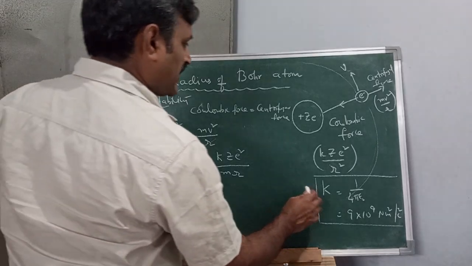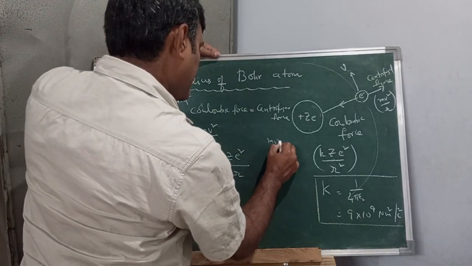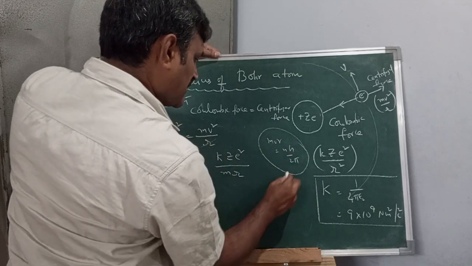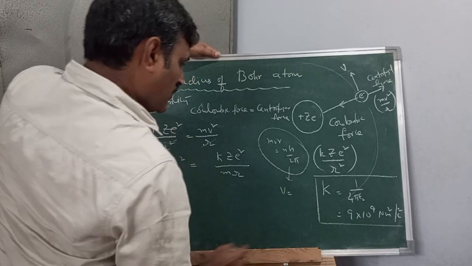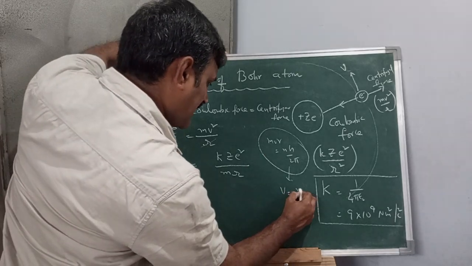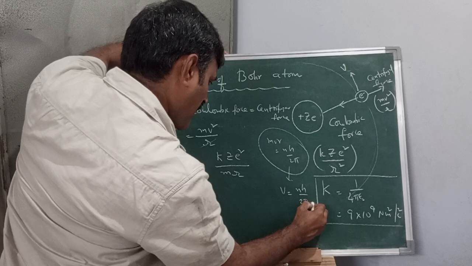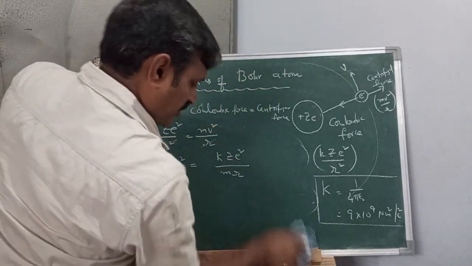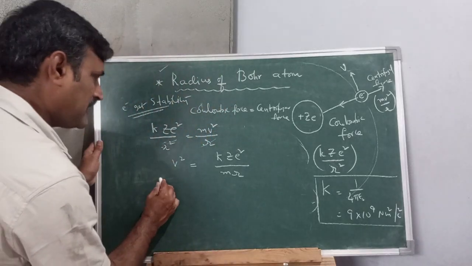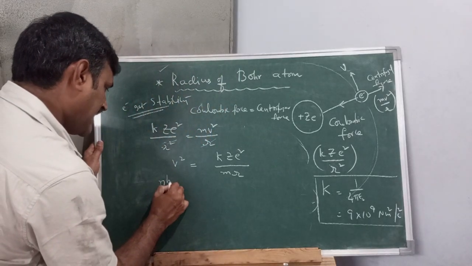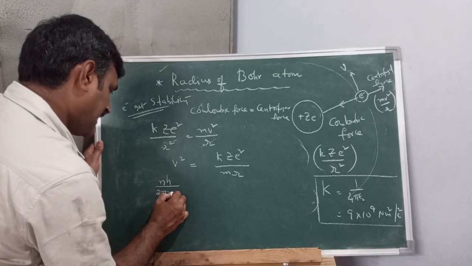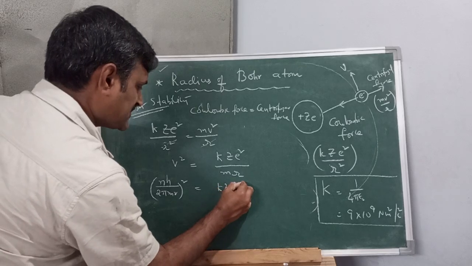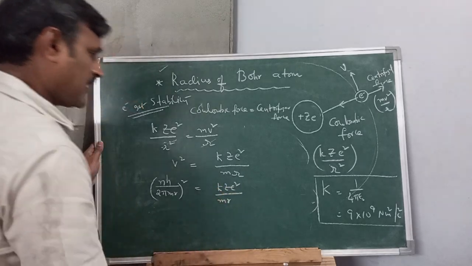And one more thing, already we learned that mvr is equal to nh by 2 pi from Bohr's postulate. In this, if you take the v value, v will become equal to nh by 2 pi mr. If we substitute that v value in v square, then it will become nh by 2 pi mr whole square, that is equal to K into Z E square by mr.